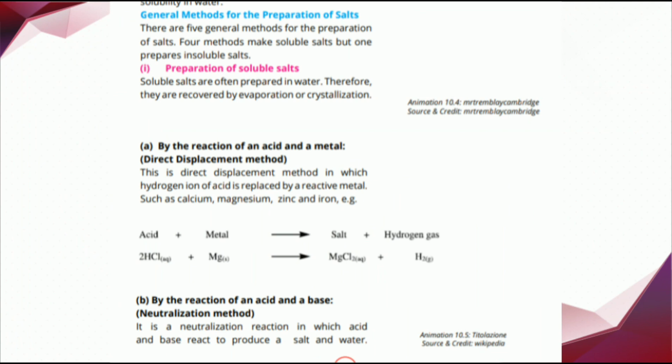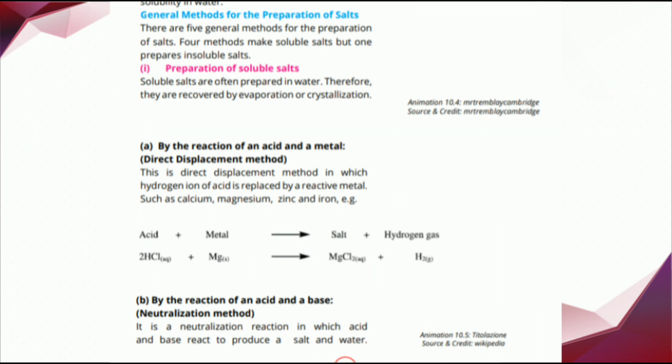Second process, by the reaction of an acid with a base. This is known as a neutralization reaction, and you have learned this reaction in the chemical properties of acid and also the chemical properties of base. It is a neutralization reaction in which acid and base react to produce a salt and water. Acid is hydrochloric acid and base is NaOH. Double displacement method, hydrogen is displaced with sodium, HCl is converted into NaCl and NaOH is converted into H2O. Double displacement reaction.